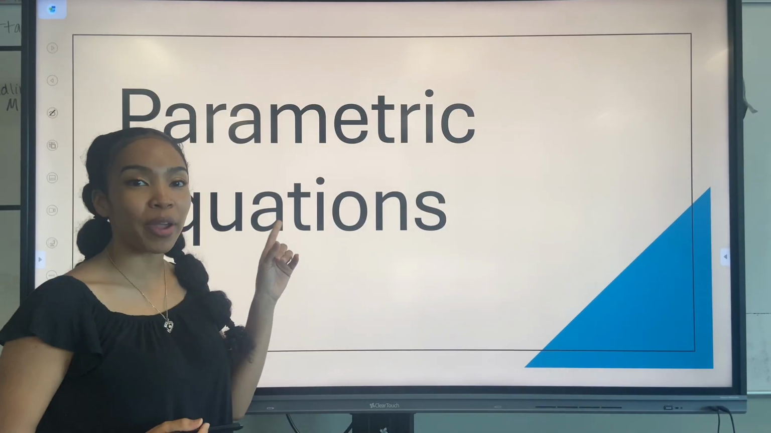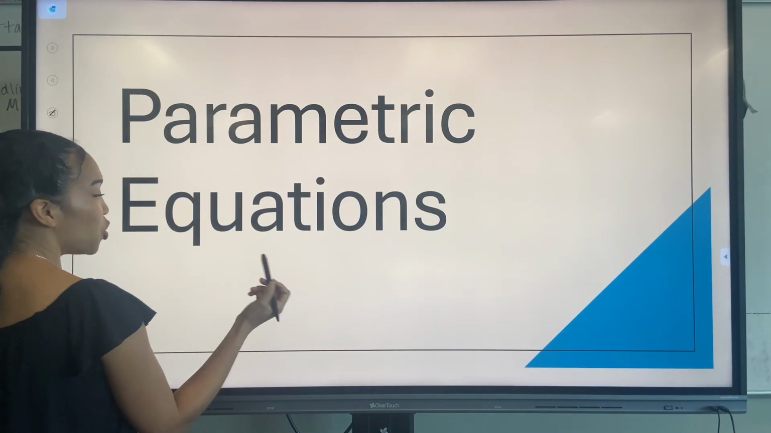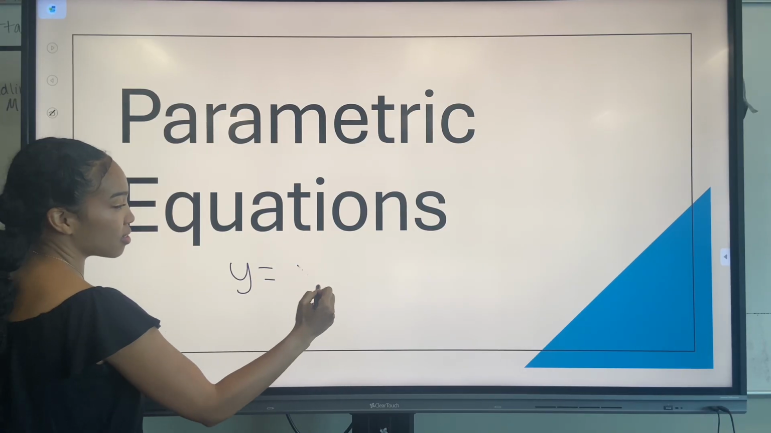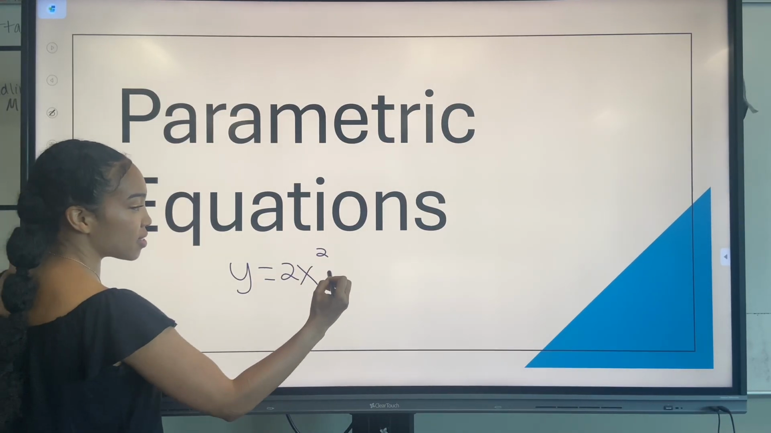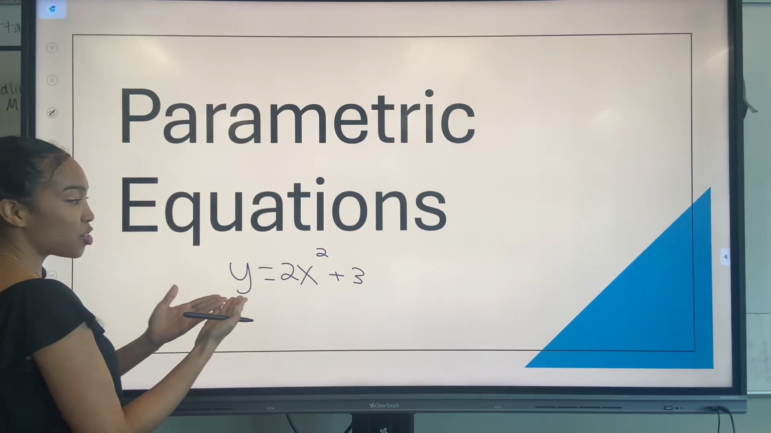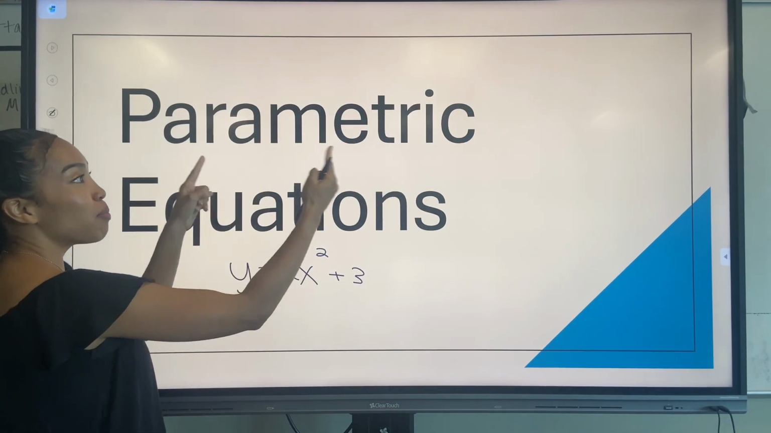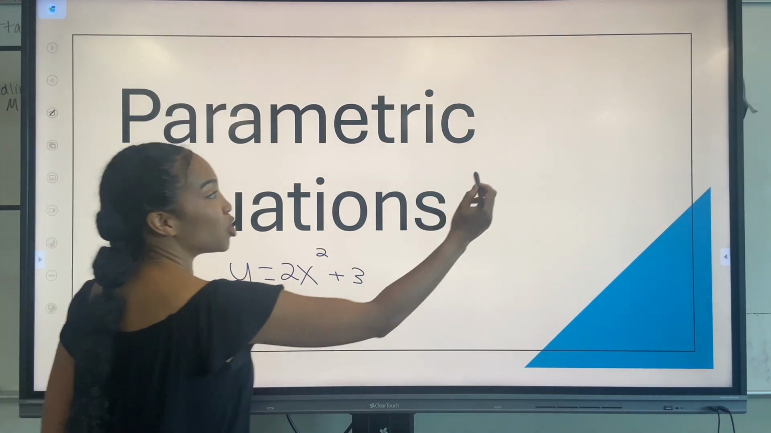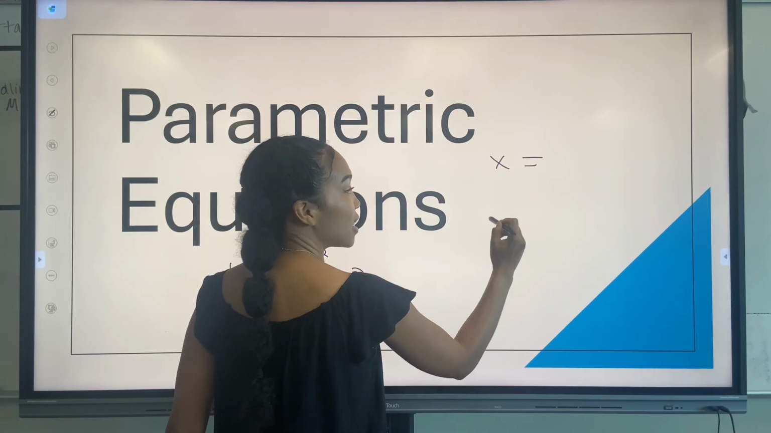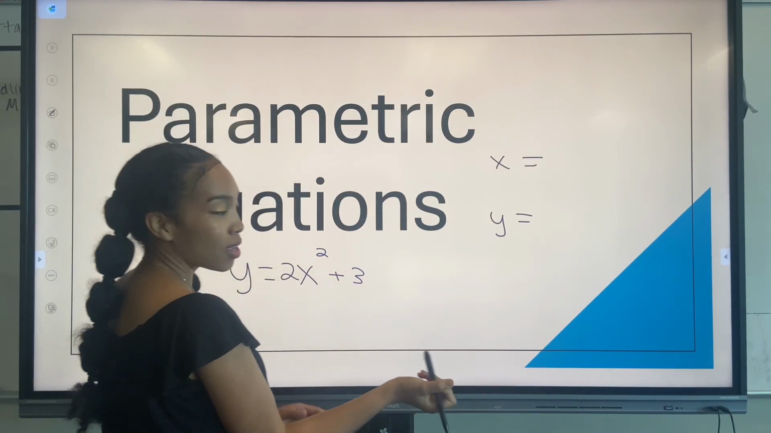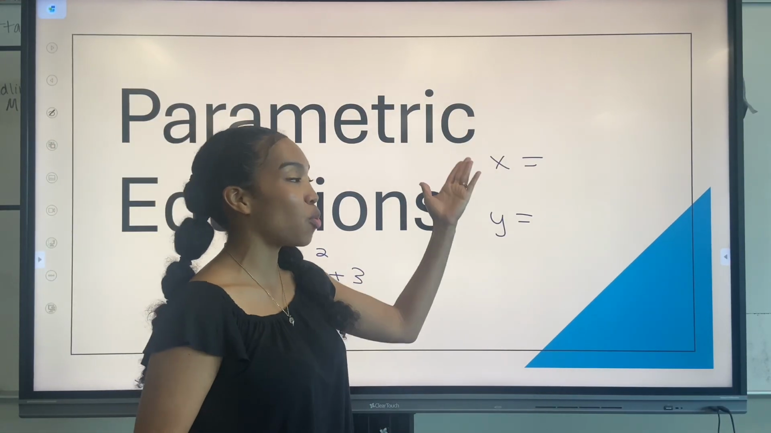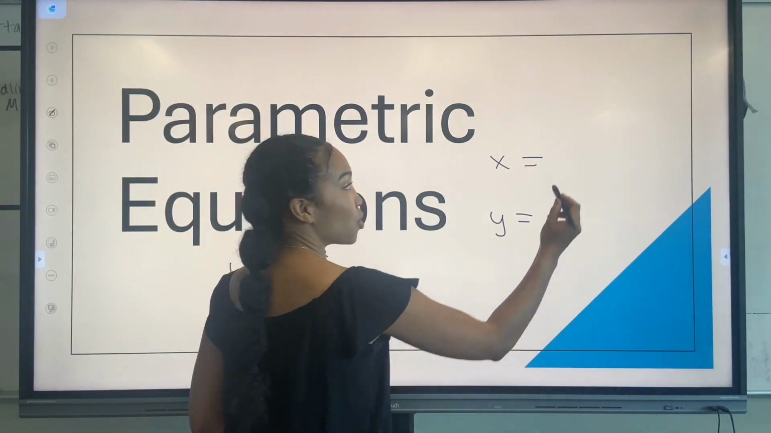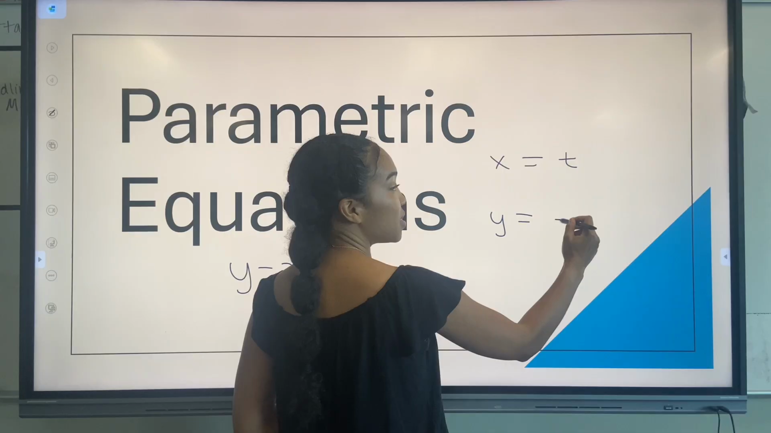Today's lesson is over parametric equations. You're used to seeing equations like this, where your variable is x, and you might do several things to x. So this is what you're used to. A parametric equation has an equation for x and an equation for y. It's not combined. And your variable for a parametric equation is t.